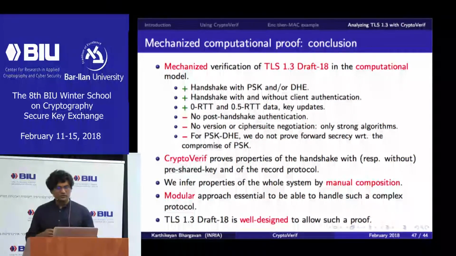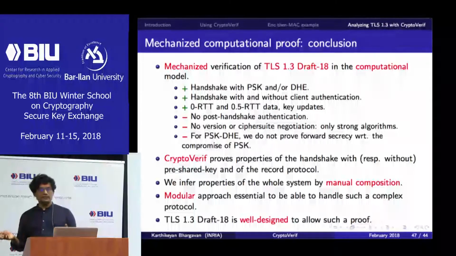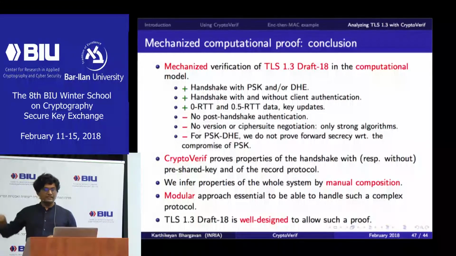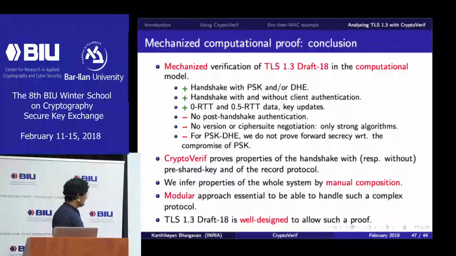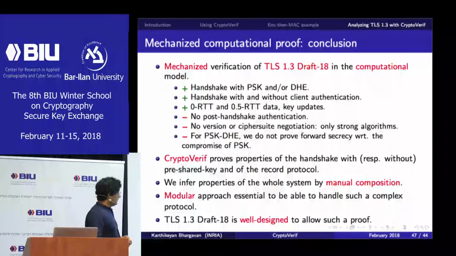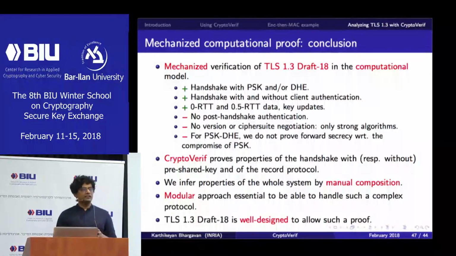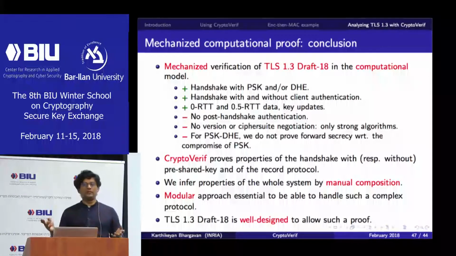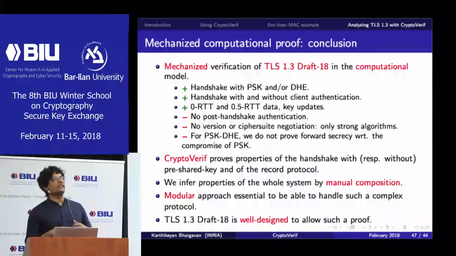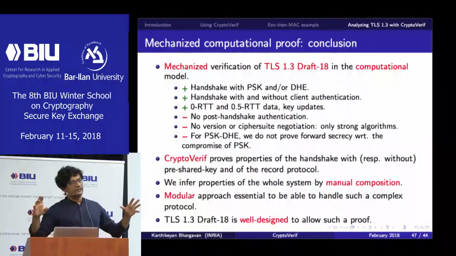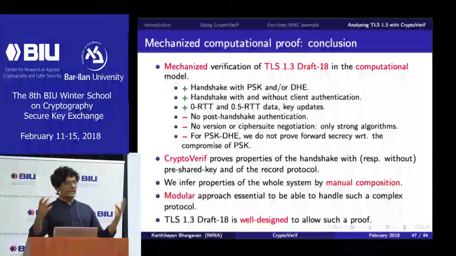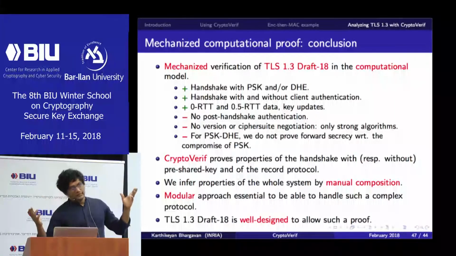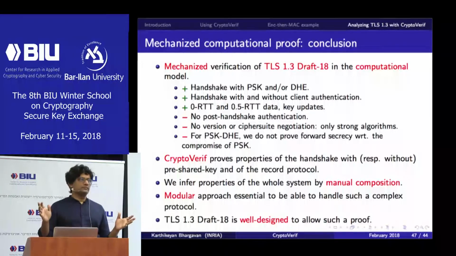Okay, so the conclusion of the mechanized proof of TLS 1.3 is that we are able to prove all those things, but not the other things. And we do some proofs by manual composition. We needed to break the protocol down into these boxes, not just for the beauty of the proof, but because the tool was not able to handle them all together. Every time you apply a game transformation, the game could double in size, let's say.